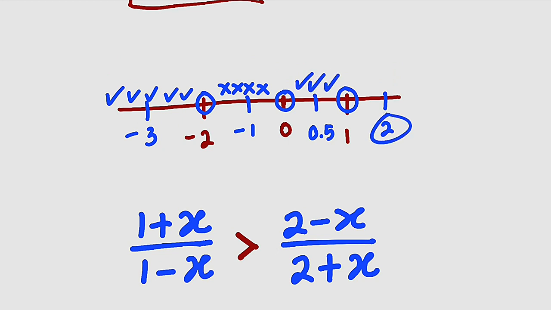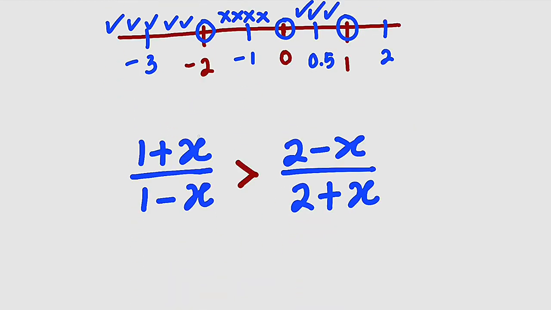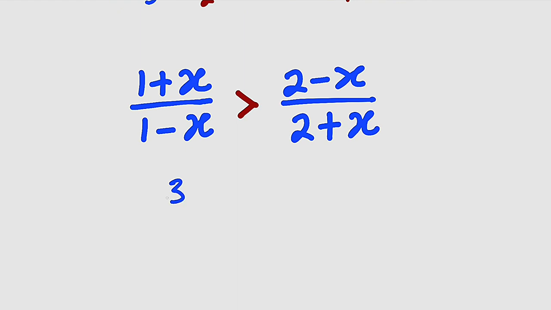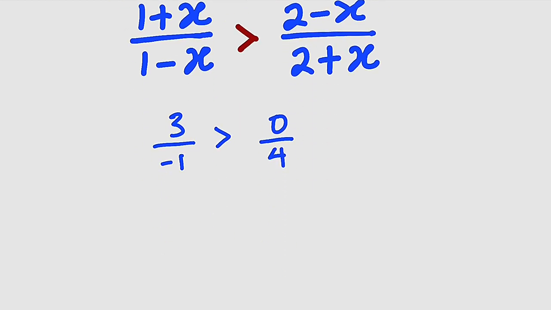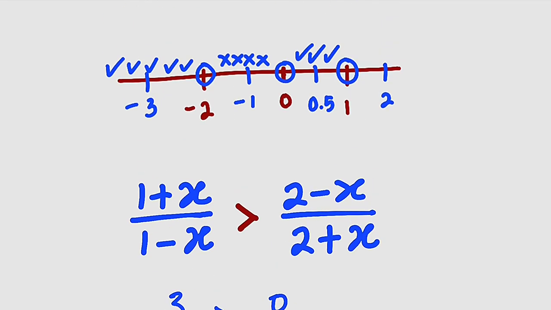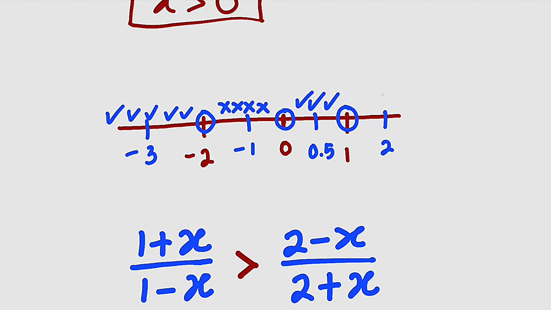What if x is equal to 2? If x is equal to 2, we have 1 plus 2 to the top here, which is 3, and 1 minus 2 is negative 1. Is it greater than 2 minus 2, which is 0, divided by 2 plus 2, which is equal to 4? You can see to the left hand side, we have negative 3 greater than 0, which is not true. Therefore, no solution here.